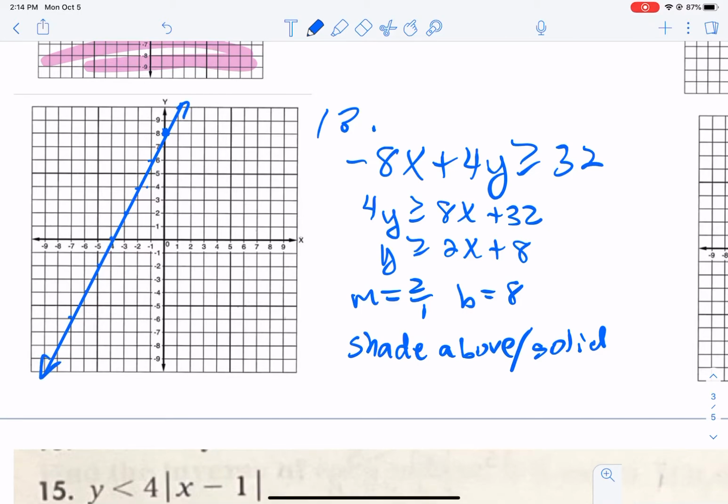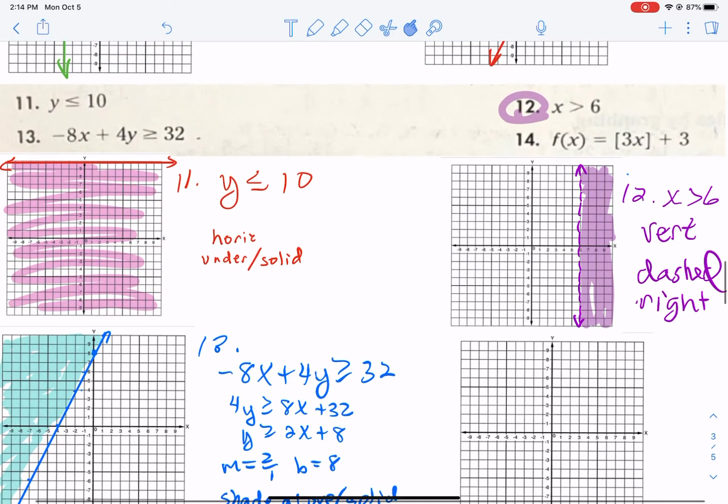And then I'm going to shade above that. So see the little y-axis right there? That's above it. So that is number 13. Let's look at number 14.